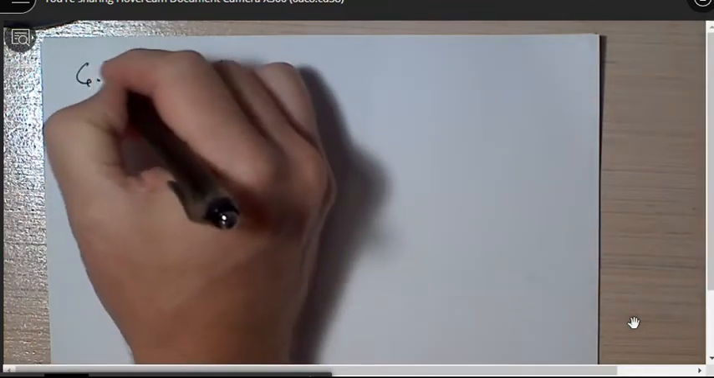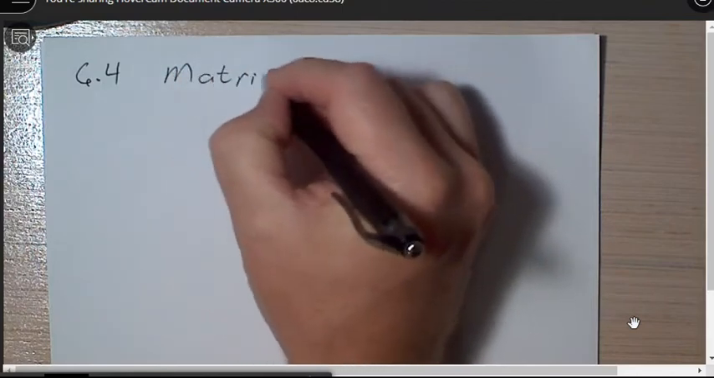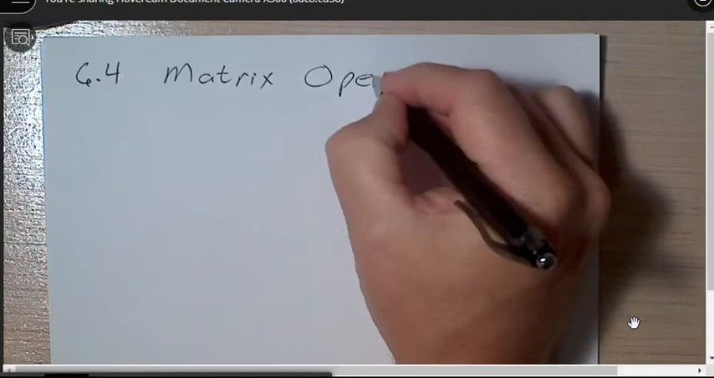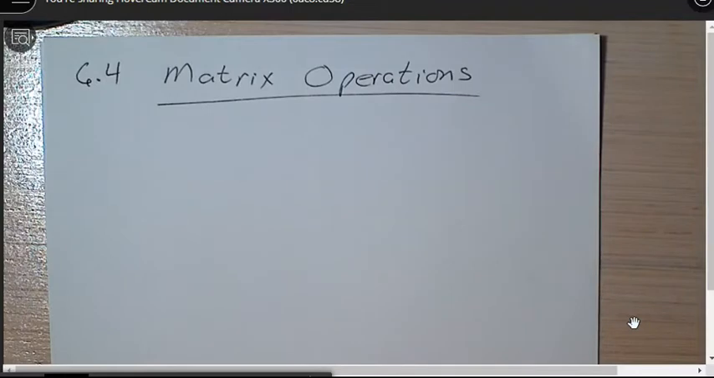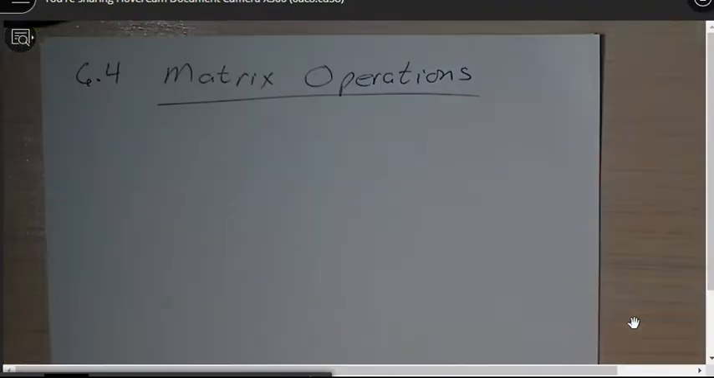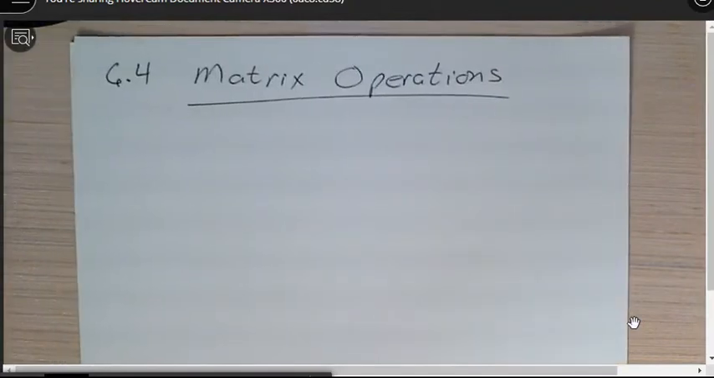Okay, so the last two sections we're looking at, 6.4 and 6.5, will go really fast, but that's going to build us up to 6.5. 6.4 is matrix operations. And basically 6.4 is going to be all the basics that we need to get us ready to do what we've got to do in 6.5.